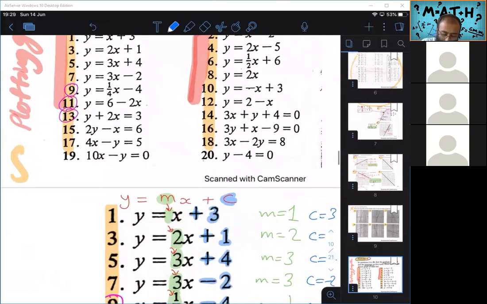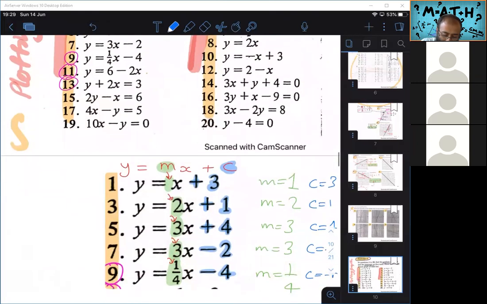Here come the ones that are going to put some hairs on your head. Okay, let's look at those ones next.